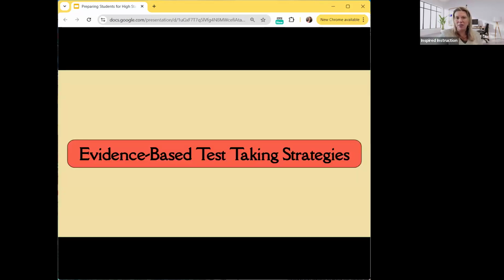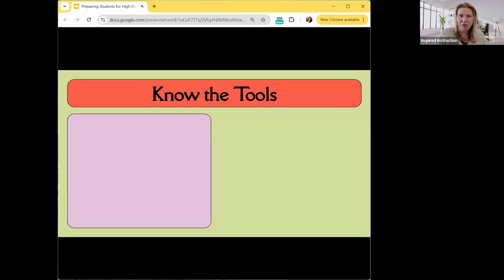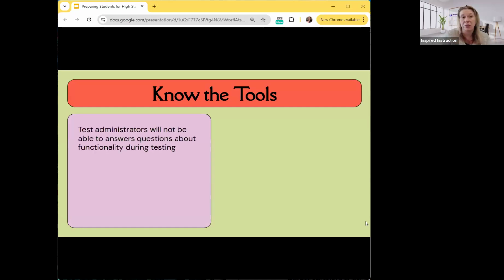We're going to start with evidence-based test taking strategies. So when we're talking about high stakes assessments, one of the biggest things is to know the tools that the students are going to be working with on the actual test. And what I mean by this is making sure that the students have familiarity with what they're going to be using and what they're going to be doing.